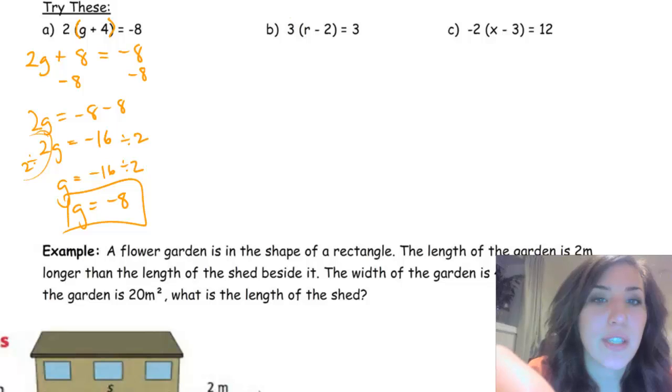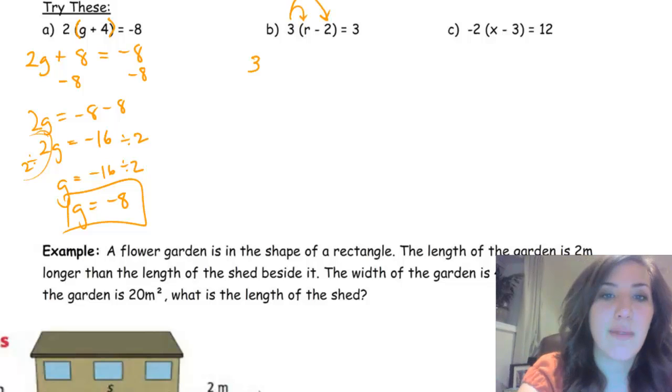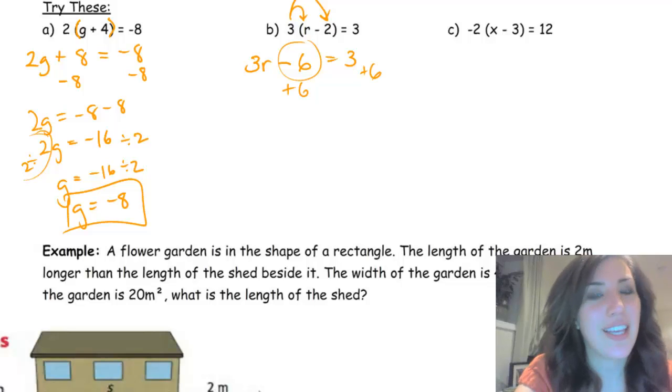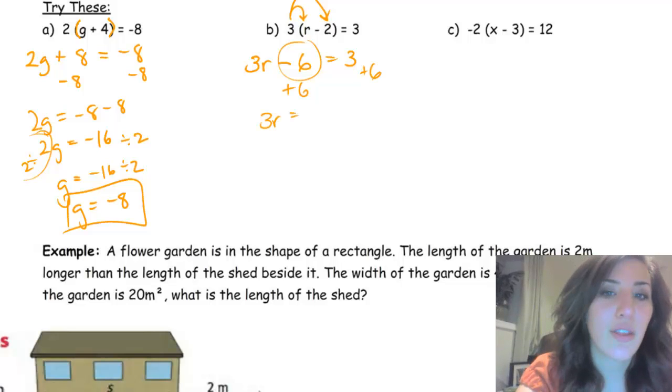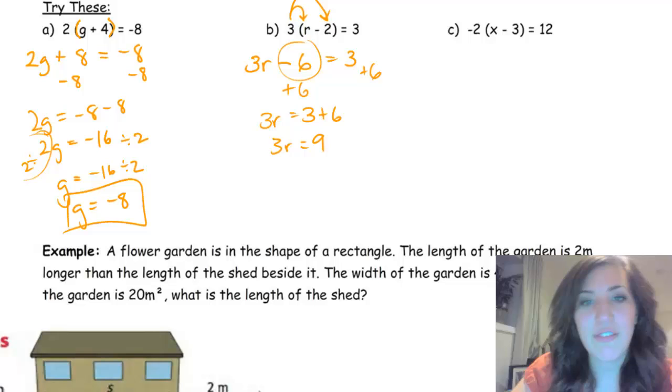So we're going to multiply 3 times r and then 3 times negative 2. The first one, 3 times r is 3r. Keep the minus sign. 3 times 2 is 6. And that equals 3. So now let's get rid of this 6 here by adding 6. If we do it to one side, we have to do it to the other. So 3r equals 3 plus 6. So 3r equals 9. Now to get rid of that 3, we need to divide both sides by 3.